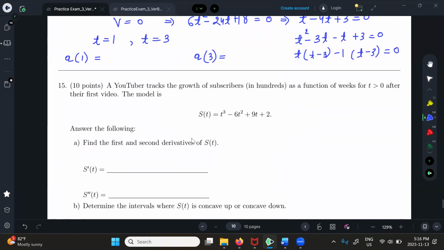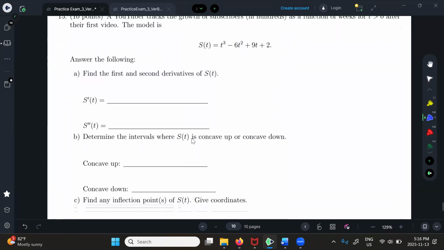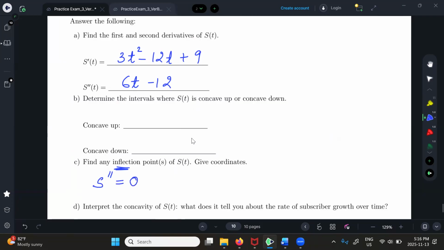Okay. A YouTuber, now again, they're telling you find the first and second derivative. So first derivative is, okay, this is a joke of a question. Everybody can differentiate this. What is the second derivative? Right? Now they're asking us to find inflection points. First, find inflection points. Inflection points are found by making double derivative equals 0.